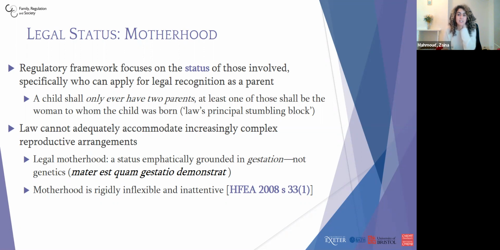Gestation is seen as the essence of motherhood, and an explicit rebuttal of female parenthood grounded in genetics avoids the Solomonic dilemma of having two women claim motherhood on the basis of biology. By necessity, only one person can gestate. This shows us that legal motherhood is inflexible and struggles to accommodate these novel family forms.